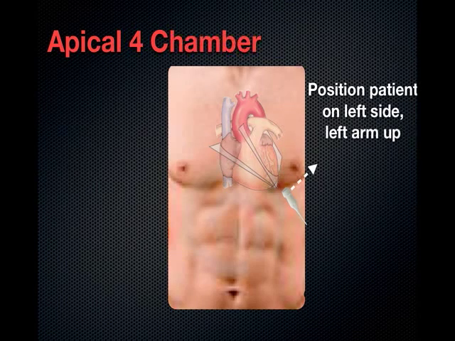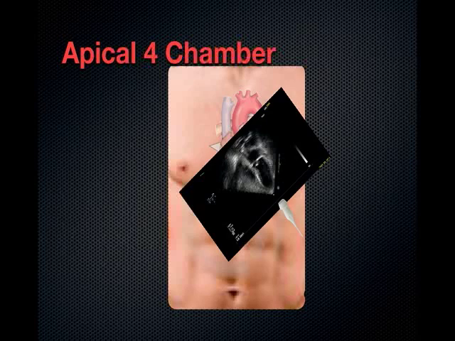If you cannot get a good view, then you can try to position the patient on their left side with their left arm up. What this does is it brings the heart to the chest wall, moves the lung out of the way, and opening up the rib space by lifting the left arm can often be helpful. So this would be the view.